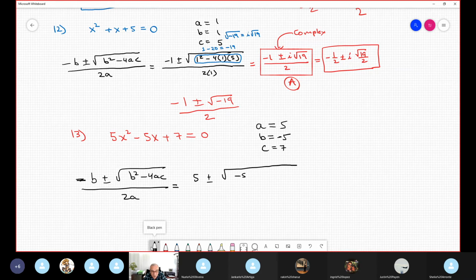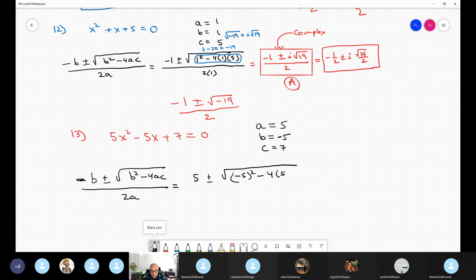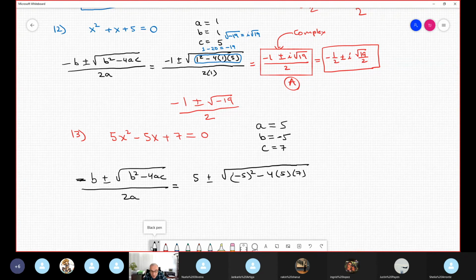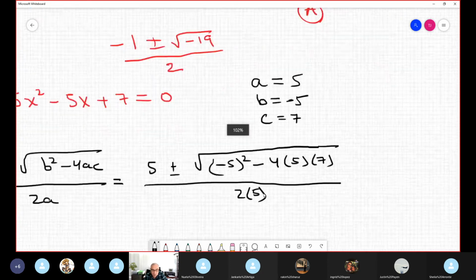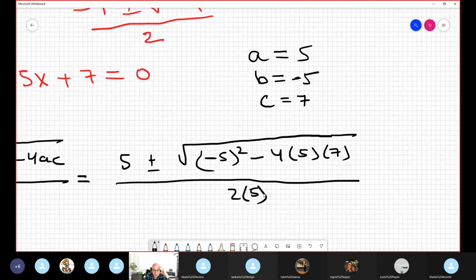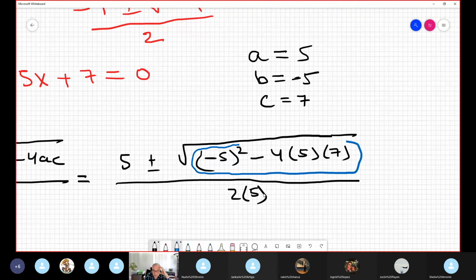Inside the square root, we have negative 5 squared. When you square any negative number, it becomes positive. That's 25, minus 4 times 5 times 7, divided by 2 times 5, which is 10. Okay, I zoom in to see the computation in detail. I focus on the expression inside. By the way, this is the discriminant. It gives me the behavior of the root: whether it is two real roots, one real root, or complex. It's 25.